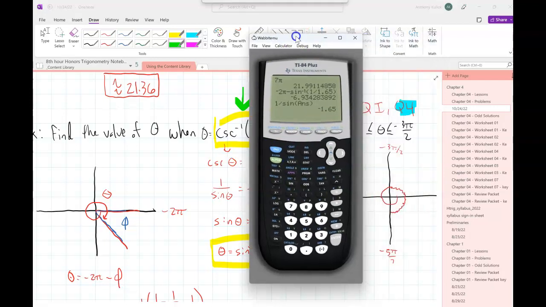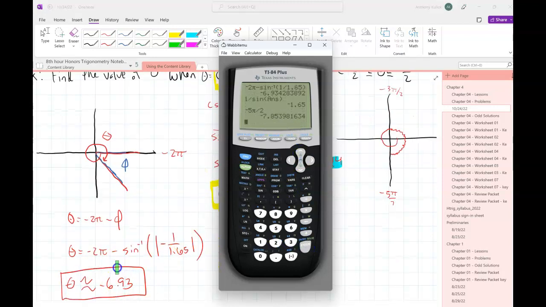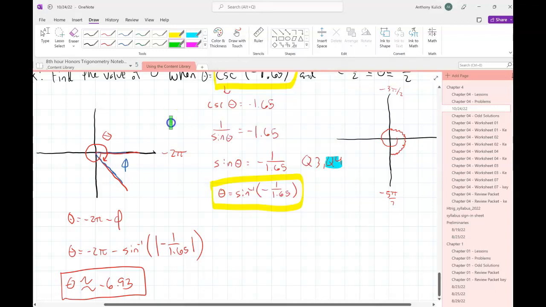Then I just need to make sure that it is bigger than negative 5 pi over 2. Oops, that's not pi. That's pi. So it is bigger than that. Great. And then it's got to be smaller than negative 3 pi over 2, which it is. So I feel pretty good about this. What do you guys think?